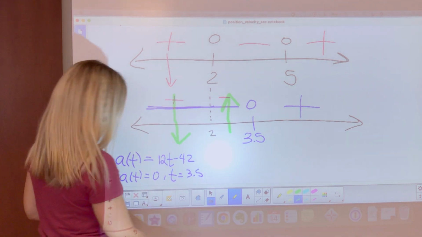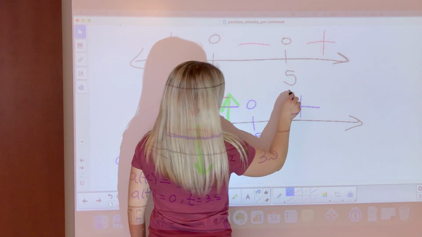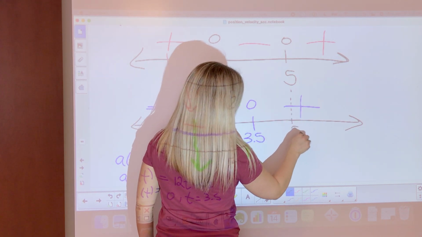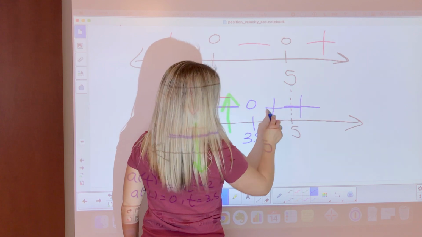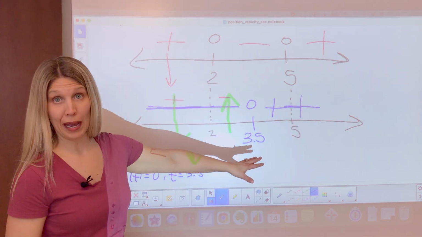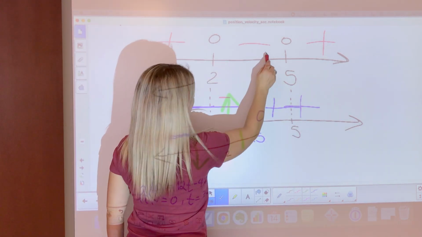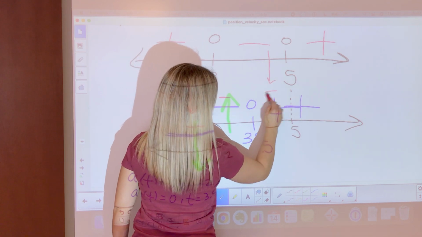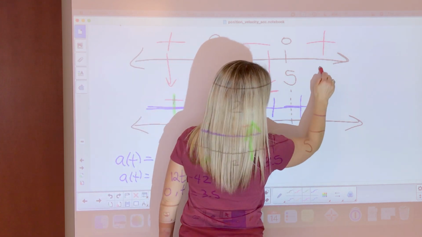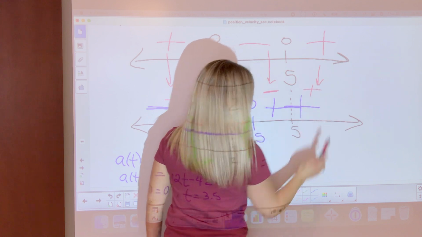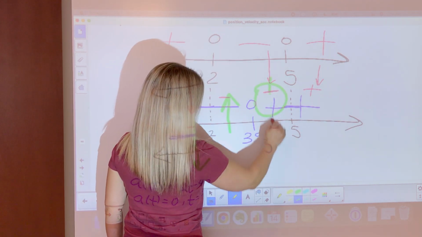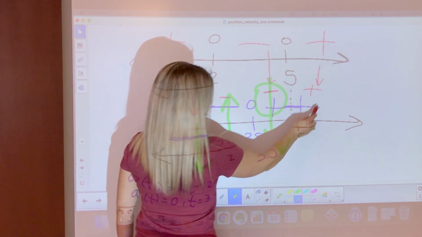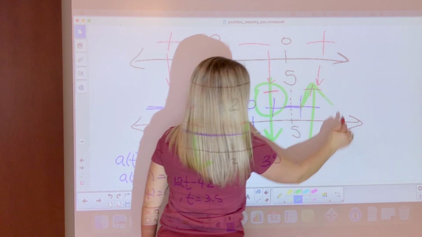Now let's do it with 5. The 5 comes right down here, and this is a plus, so you can see that the acceleration is positive on that side. But now my velocity on this side is negative, but my velocity on this side is positive. These two signs are opposite, so they're slowing down, but these two signs are the same, so they're speeding up.